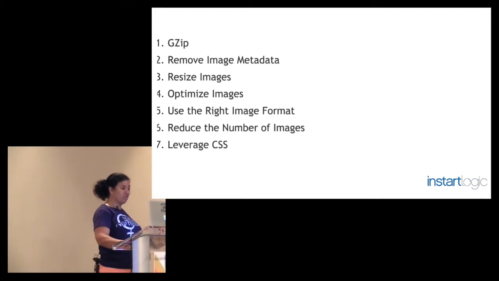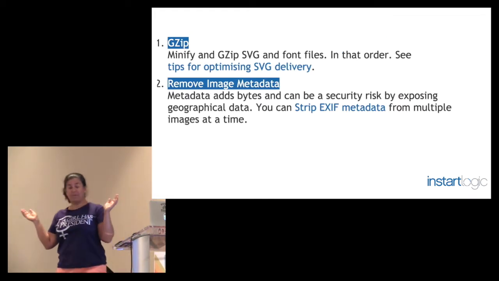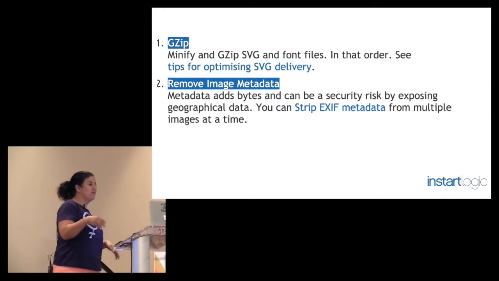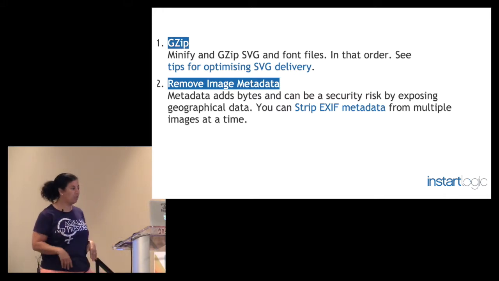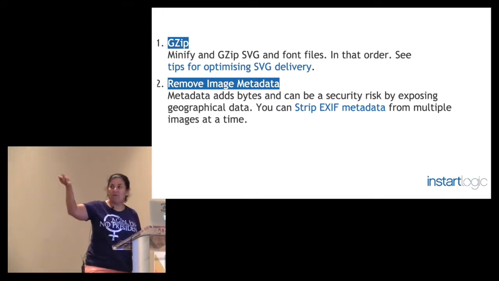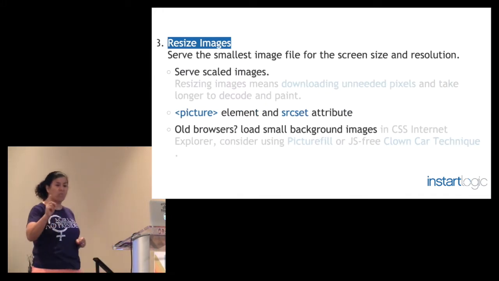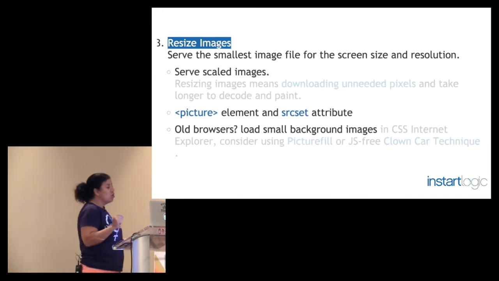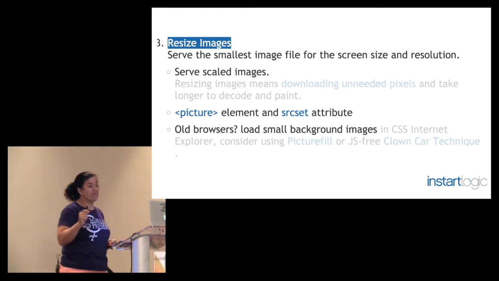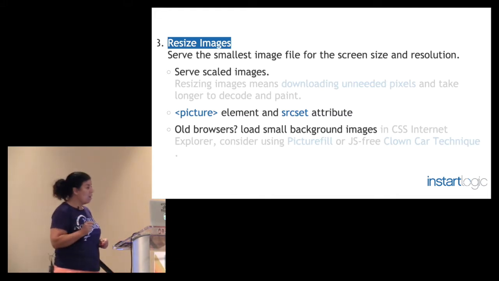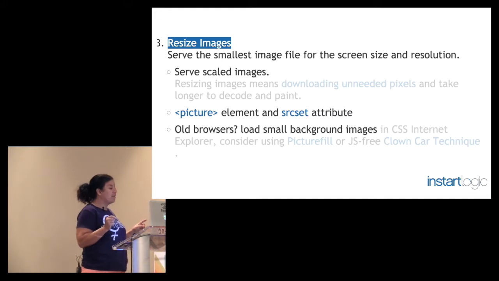So let's cover them. Gzip makes no sense, right? Images are binary. No, they're not all binary: SVG. Do gzip your SVGs, and there's an article on that, so I'm not going to go too much into it. Remove image metadata. There's a tool you can use to strip it, so this is a hopefully useful link. Resize your images. Don't just have one size of every one of your images. You want to serve the smallest image file for the screen size and resolution. You want to serve the scaled images.